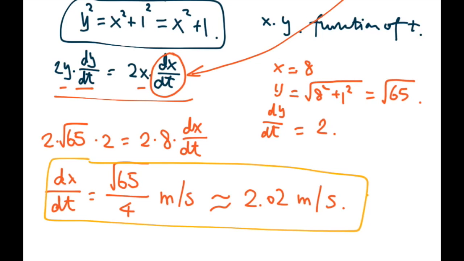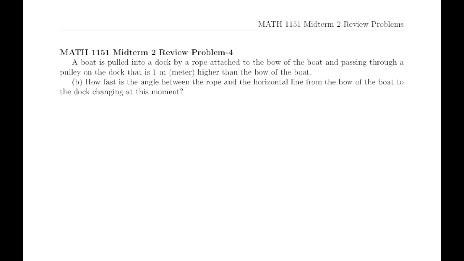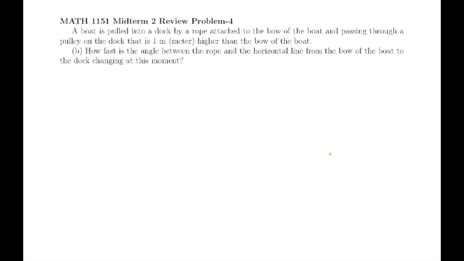Okay, this is the first part. Then let's go to the second part. We want to know at this moment how fast the angle between the rope and the horizontal line from the bow of the boat to the dock is changing. Okay, again, I'm going to draw a diagram.